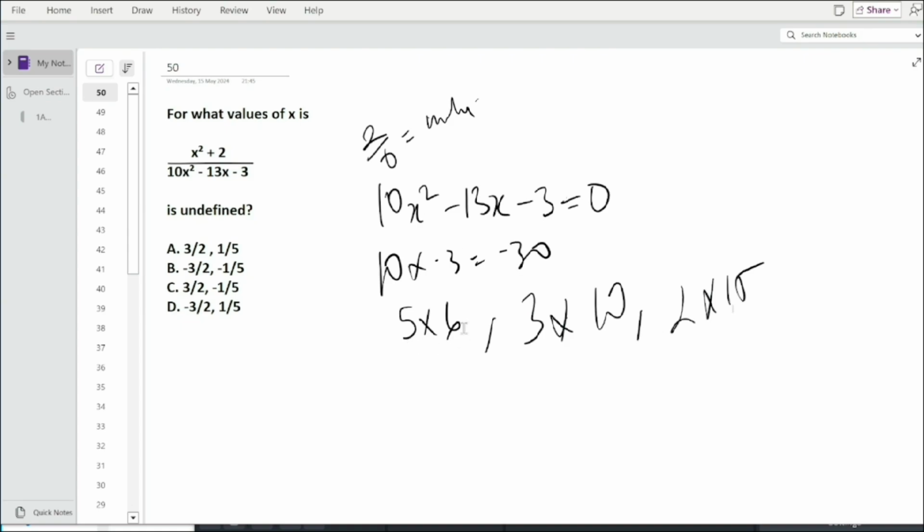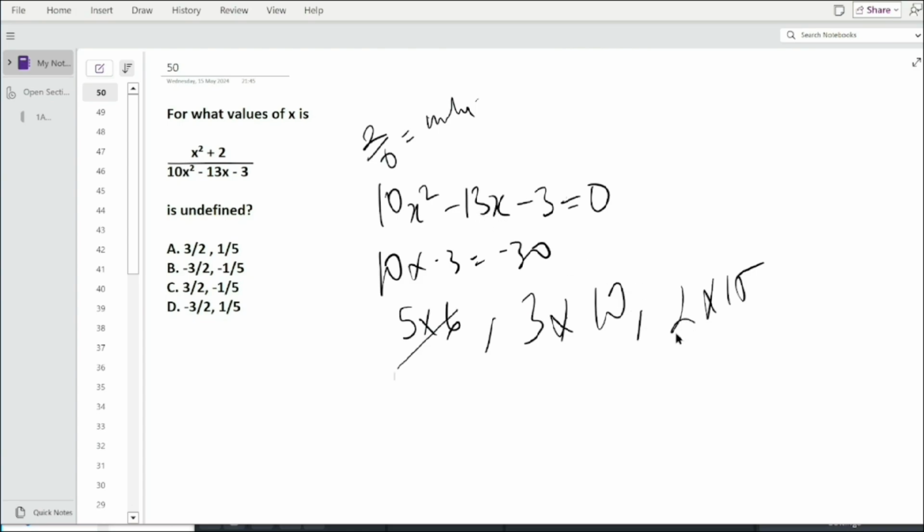With 5 and 6, when we add them it gives us 11, and when we subtract them it gives us 1. So this can't work out. Next, we have 10 and 3. When we add them together, it gives us 13, and when we subtract them, it gives us 7. This might go, because the addition gives us 13. But one of them will have to carry a negative, because we have to get minus 30. Say the 10 carries a negative: minus 10 plus 3 gives you minus 7. It won't work. If the 3 carries a negative, then minus 3 plus 10 gives us 7. This doesn't equate to minus 13.